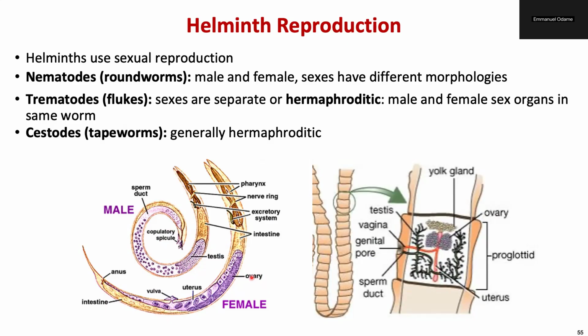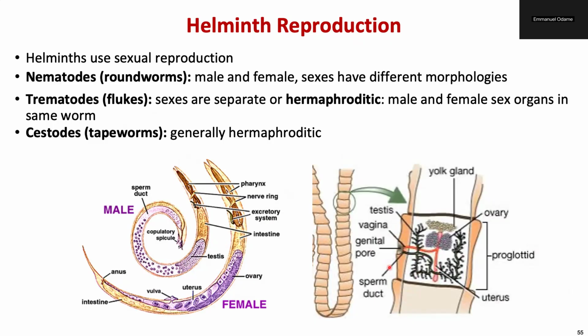And then we have trematodes, which are flukes. Their sexes are separate, or you can have them as hermaphrodites. So basically, they have both organs present. Here is an example of how they might look. You can have a female part and at the same time a sperm duct. Together, they can either interact with other trematodes and reproduce, or they can do it by themselves.